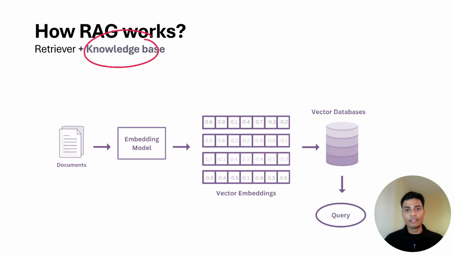The knowledge base is the information repository for the retriever. By indexing a vast array of documents, the knowledge base ensures that the retriever can find accurate and comprehensive information to enhance the LLM's response. It is like having access to a massive library of knowledge.